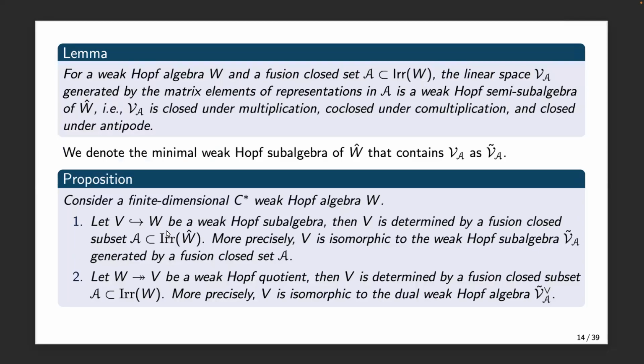And in weak Hopf symmetry breaking, it is very important to determine how to construct the subalgebra of a given weak Hopf algebra. So there is a lemma saying that for a weak Hopf algebra W and a fusion closed set A, a linear space V_A, which is generated by the matrix elements of representations in A, is a weak Hopf semi-subalgebra in the dual W-hat. Note that this linear space is living in a dual space. This means that this linear space is closed under multiplication, co-closed under co-multiplication, and unclosed under antipode. So this space may not be a weak Hopf subalgebra, but we can take the minimum weak Hopf subalgebra in the dual that contains this space. We denote this by V_A tilde.